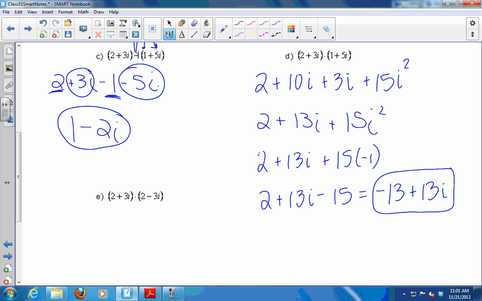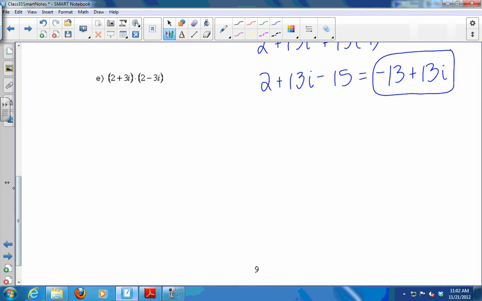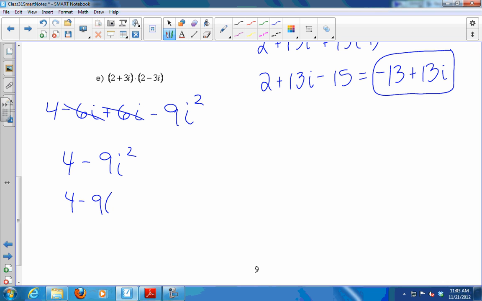Okay, you guys try part E. Do this multiplication in your groups. All right, so we FOIL it out. We get 2 times 2 is 4, minus 6i plus 6i minus 9i squared. Minus 6i and plus 6i cancel. So I have 4 minus 9i squared, but i squared is negative 1. So this is 4 minus 9 times negative 1, which is 4 plus 9, which is 13.